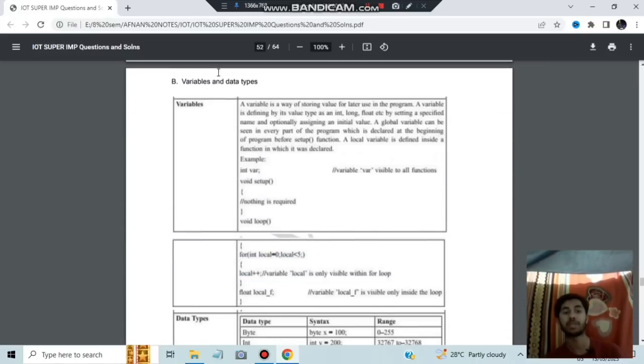Moving on, we have the second, variables and data types. Variables are a way of defining things in which you can store some data. Like variable, we all know what it is. I'm not going to explain this one.